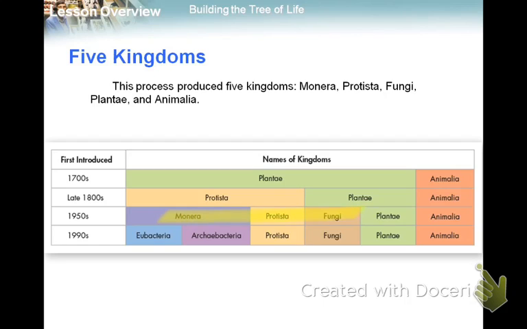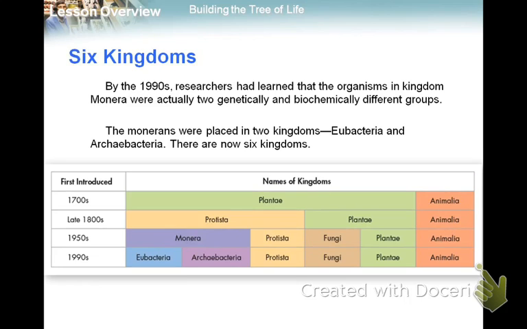So that's the 5-kingdom system. This is what I learned when I was in high school, not in the 1950s, in the 1980s. In the 1990s, researchers started looking at the Monerans, the prokaryotes, and discovered that there were 2 pretty different groups. So 2 different kingdoms, Eubacteria and Archaebacteria, and that's what we have today, the 6-kingdom system.